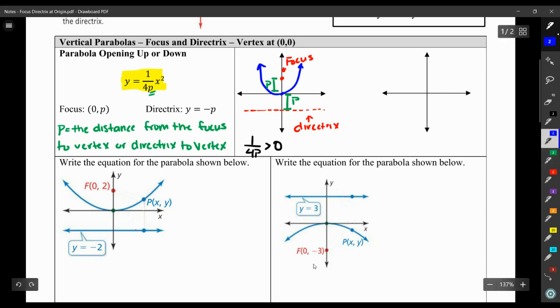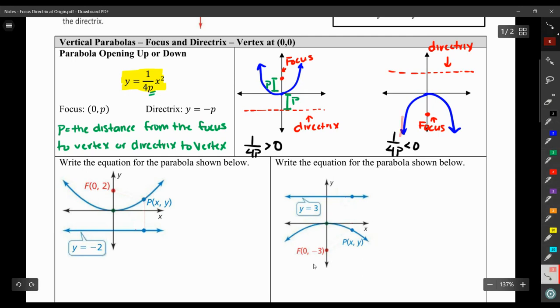Now, what does it look like if it opens down? If it opens upside down, you've got a parabola that looks like this. And again, the focus is this way now. The focus is always inside the parabola, and the directrix is on the outside. This happens when your value of 1 over 4p is less than 0. So if you have a negative a, your parabola opens upside down. And the way you find the value of p is you count the distance from the directrix to the vertex, or count from the vertex to the focus.